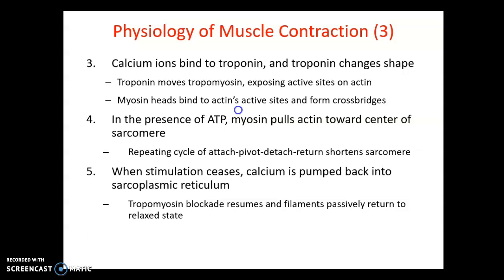Remember, myosin is the motor protein. As we talked about earlier in the cell, dynein and kinesin were motor proteins. Myosin is the one in muscles, so it goes along tracks to carry cargo. In the presence of ATP, myosin pulls actin towards the center of the sarcomere. The repeating cycle of attach, pivot, detach, and return shortens the sarcomere. When stimulation ceases, calcium is pumped back into the sarcoplasmic reticulum, the tropomyosin blockade resumes, and filaments passively return to the relaxed state.